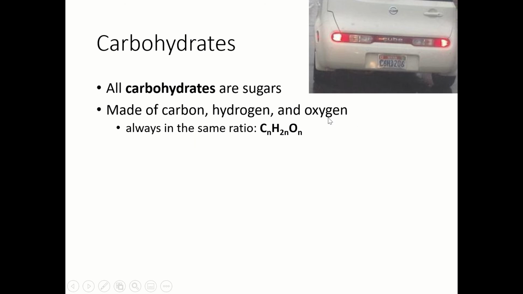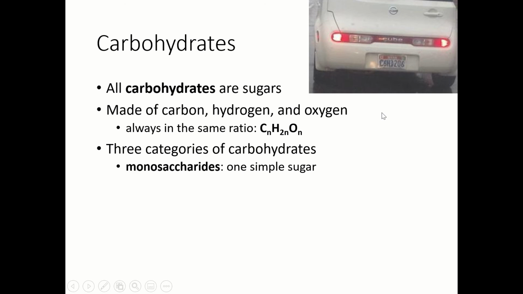And they all have the same chemical ratio. However many carbons there are, there's the same number of oxygens, twice that many hydrogens. So CnH2nOn. So for example, glucose is a 6-carbon sugar. As you can see on the license plate of this Nissan Cube, that would be C6H12O6. So CnH2nOn, which means that this is a sugar cube.